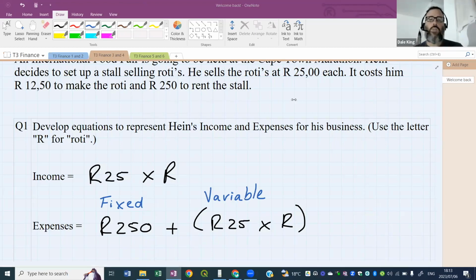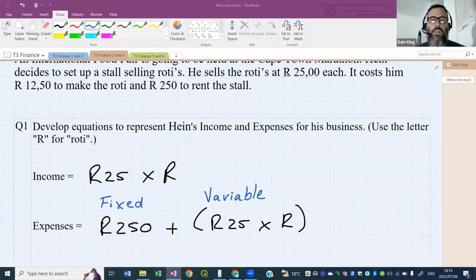So the 25 Rand is the variable expense. Why do they call it the variable expense? Because that expense will vary. It will vary depending on how many rotis Hein will make. So that expense will change. The fixed expense of 250 is for rent. That doesn't change. The rent doesn't care how many rotis this guy makes. The amount of rent he pays, the amount of petrol that he uses to get to the store, doesn't depend on the amount of rotis made. So the fixed expenses are separate. They stay the same. They don't change.